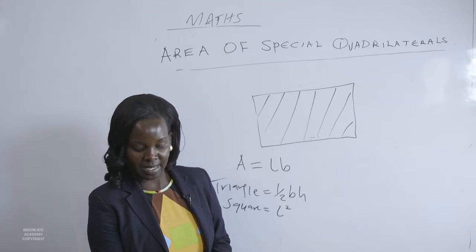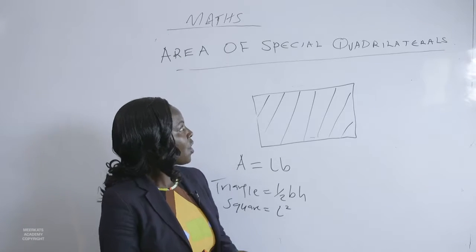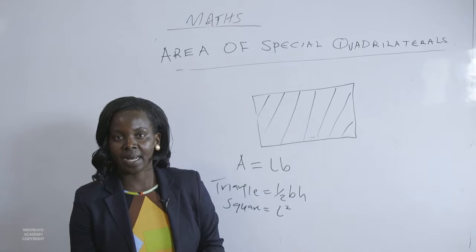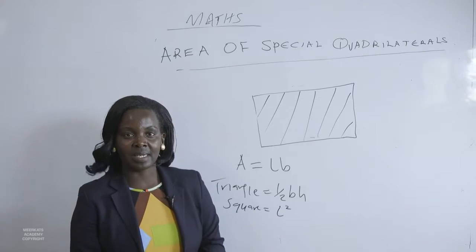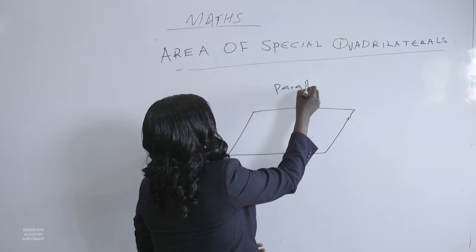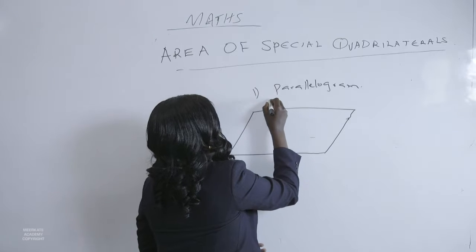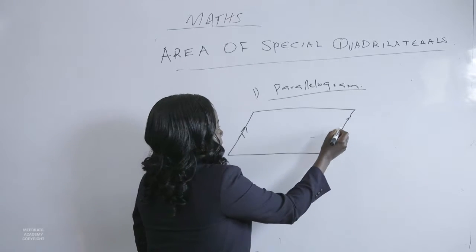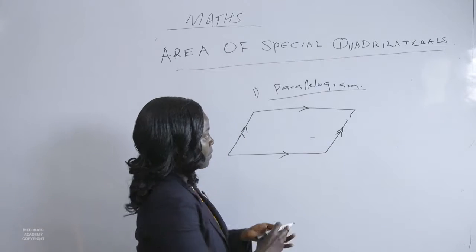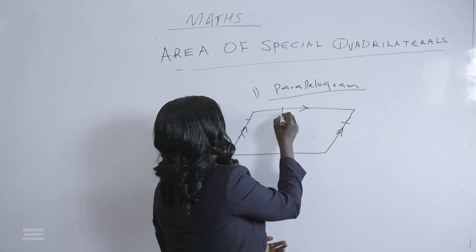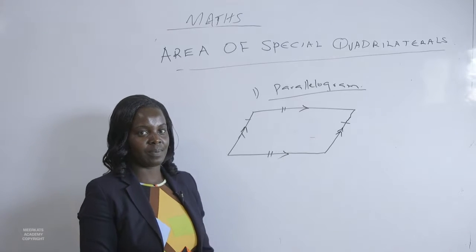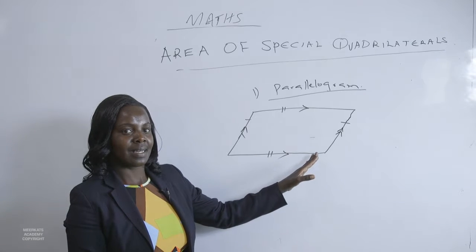Now, today I want us to learn about finding the areas of special quadrilaterals. These are four-sided figures apart from the rectangle and the square. Under these special quadrilaterals, we have a parallelogram. A parallelogram is a tilted rectangle. We have two opposite sides, equal and parallel.